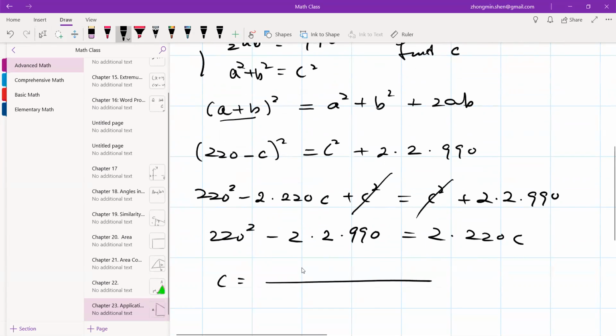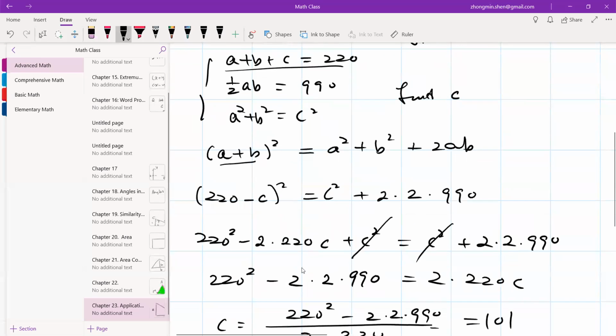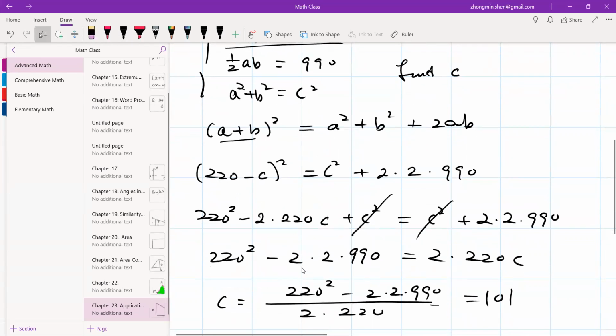Let me write down the number. You just use a calculator, whatever you can do. The answer is 101. Okay, so this is the answer. It is an integer. Can you find AB? If you know C, you should be able to find A and B, because A squared plus B squared is given, A times B is given, so A plus B is given. It can be solved.